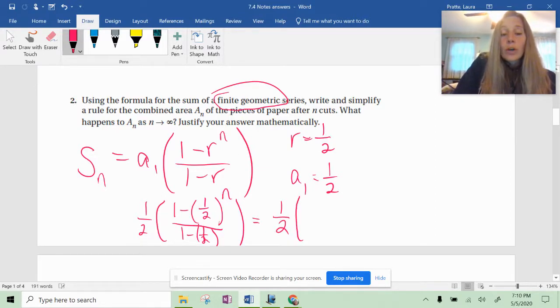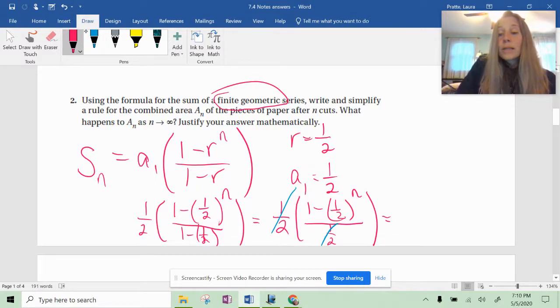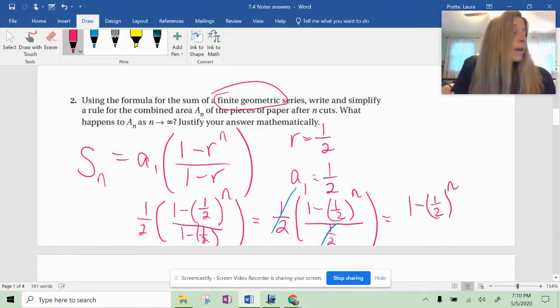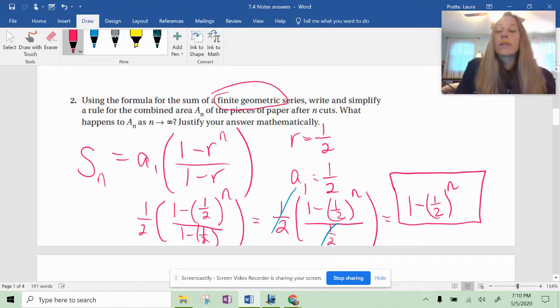All right, so on the top here, we have to leave it as 1 minus 1/2 to the n power, because you have to do exponents before you subtract, right? But on the bottom, 1 minus 1/2 is just going to give me a positive 1/2. Now, if you have a 1/2 over here, and then you have a 1/2 on the bottom of this fraction, those are going to cancel out. And then we know that the sum in this case is 1 minus 1/2 to the nth power. So this would be the sum formula for this particular situation.